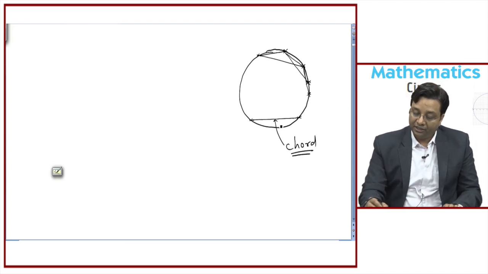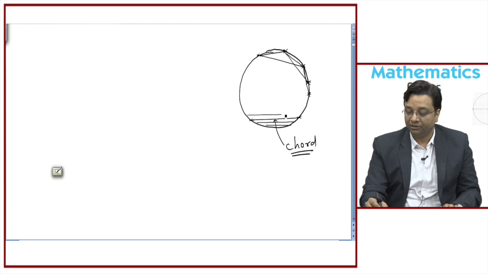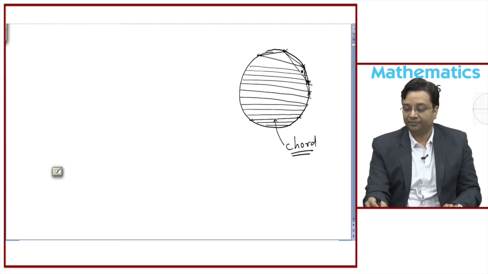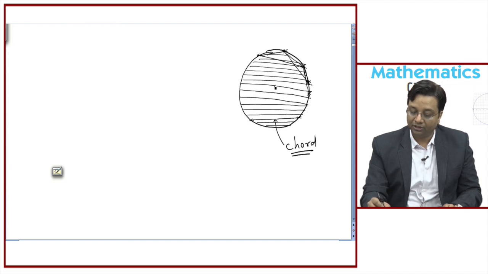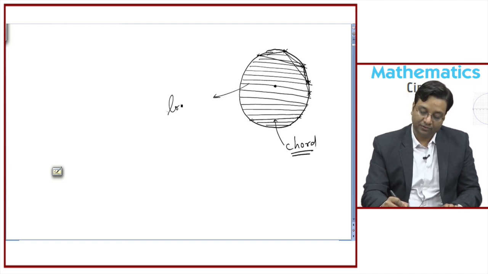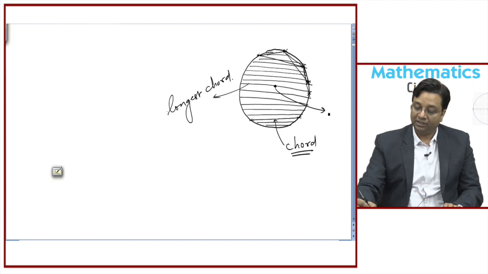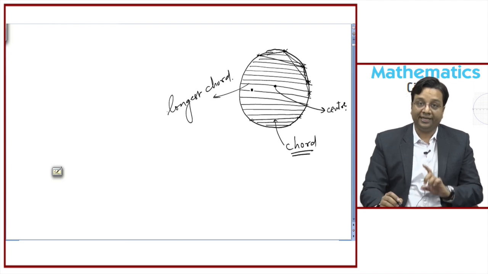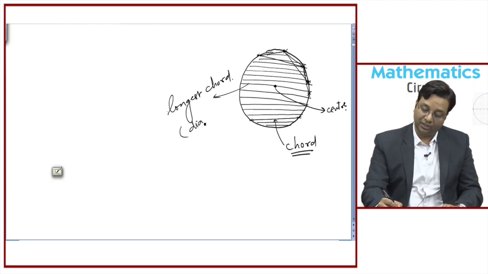So if we look at the chord, if we start from here at the bottom and keep going upwards, the length of the chord will keep on increasing, and there will be a point when it is maximum. After that it will again start decreasing. So the longest chord, let us say this one, will pass through the center. Longest chord is the chord that passes through the center of the circle. We have got a special name for this. This chord is known as diameter.